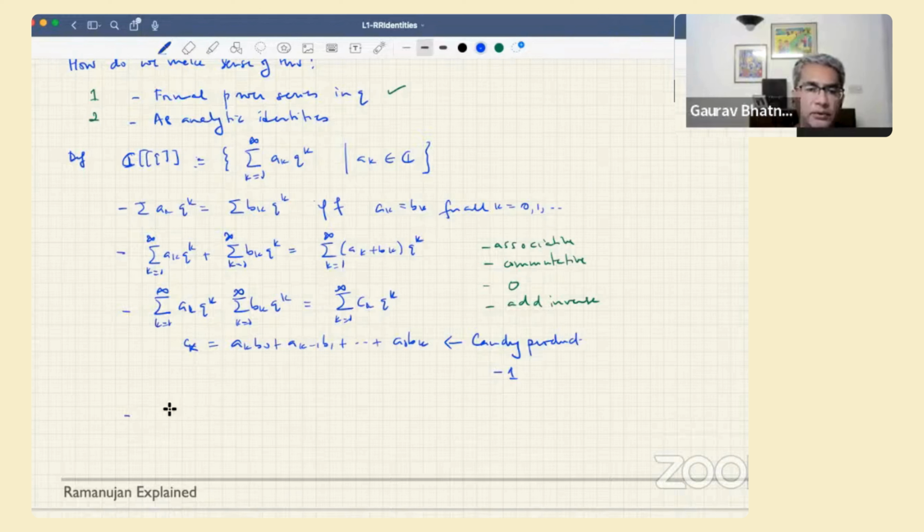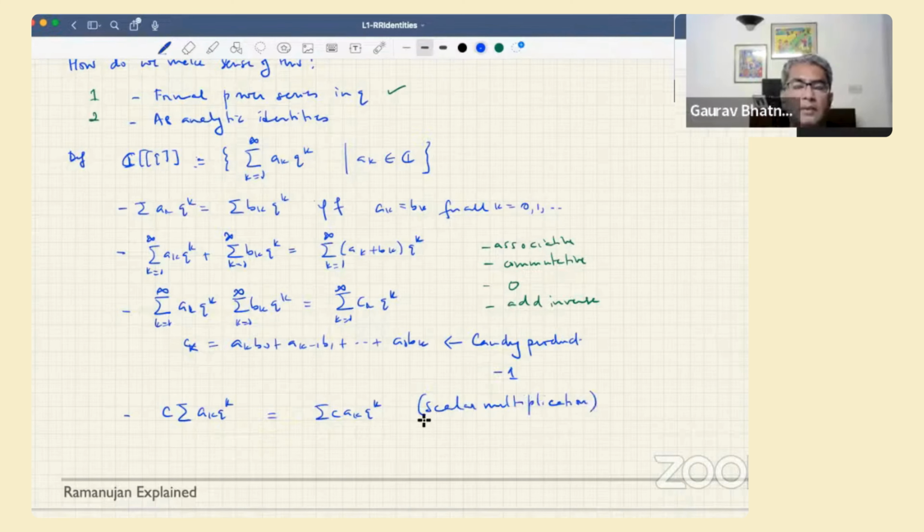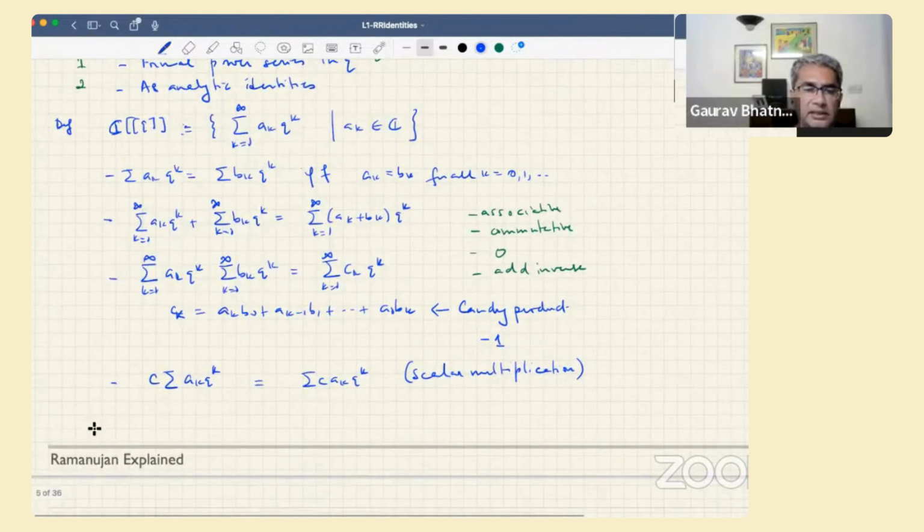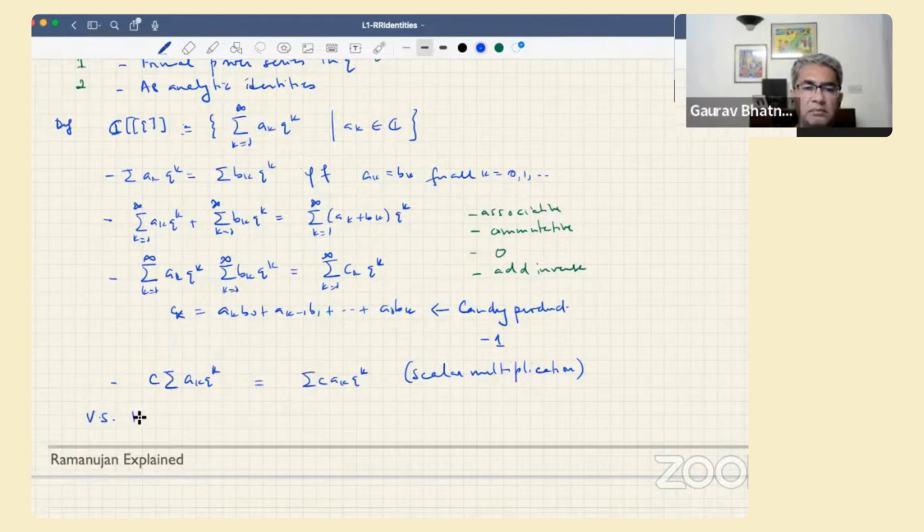The third thing is that you can have a scalar multiplication. So this is defined to be c times a_k. This is scalar multiplication. So what one is saying is that this is a vector space plus a ring, and it's usually called an algebra.